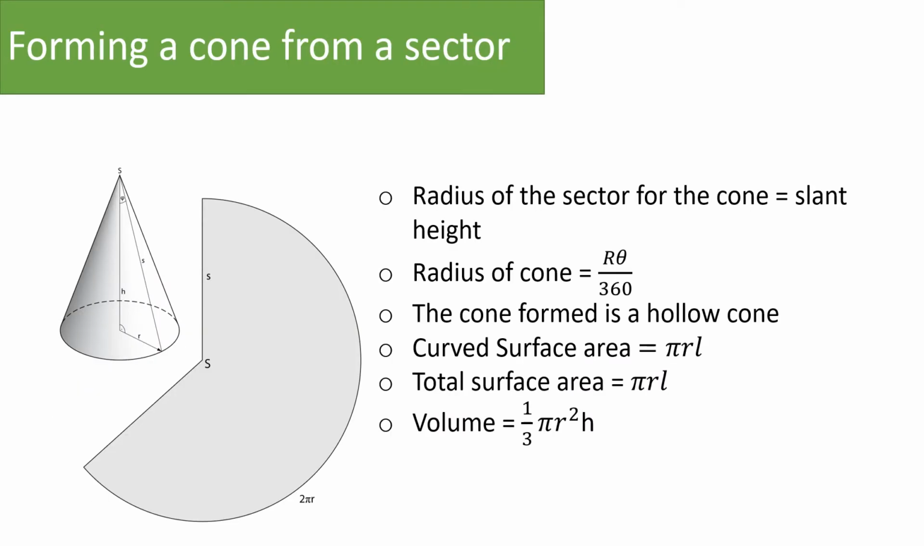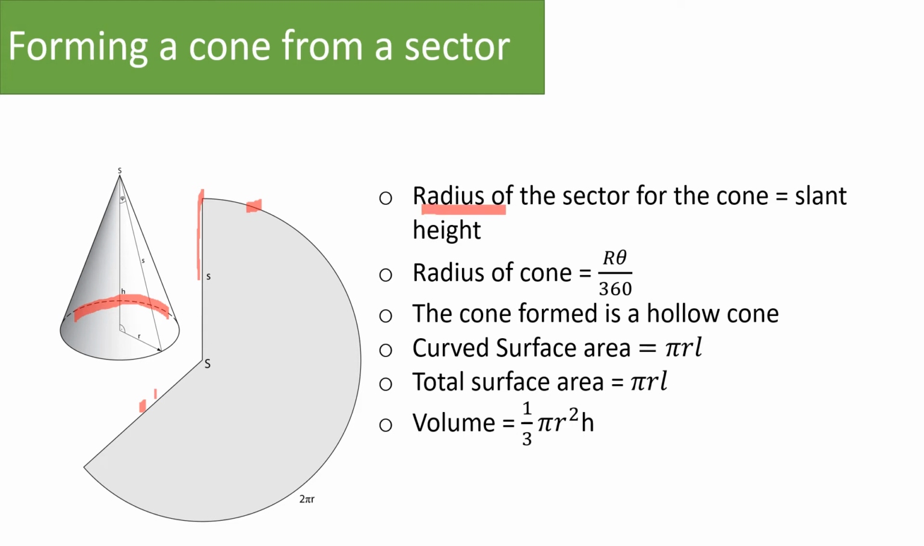Now let's move on to how to form a cone. So we form a cone from a sector. A sector is a part of a circle. So this is a circle. Then a sector is being cut from the circle, and this sector is used to form this cone. Let's see how we do it.